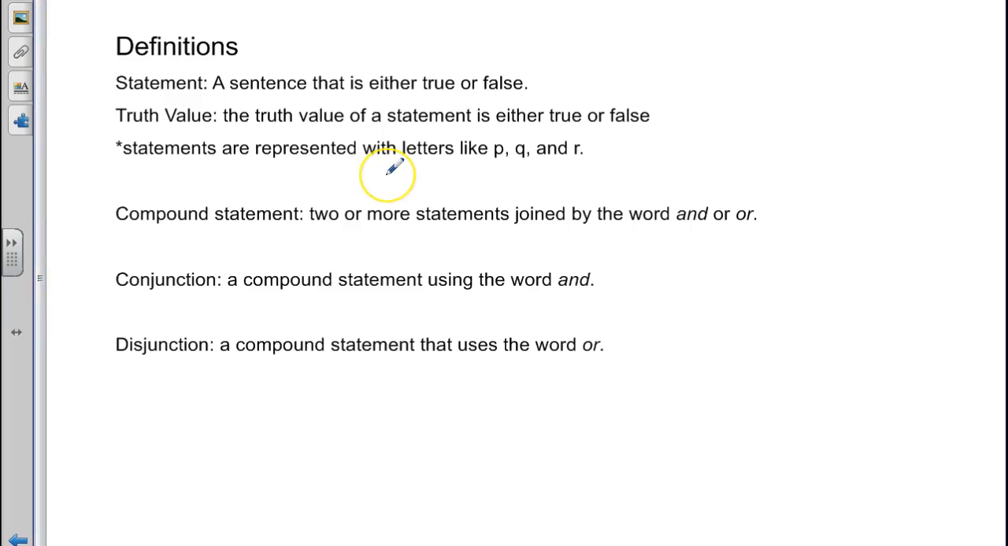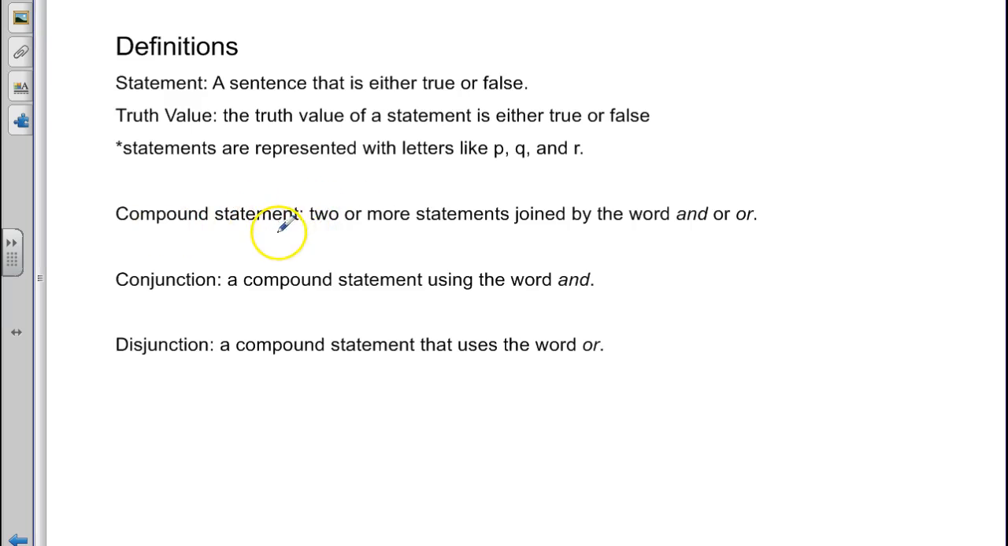All right, so write these definitions in your notebook. A statement is a sentence that is either true or false. The truth value of a statement is either true or false, and statements are represented with letters like P, Q, and R most of the time.